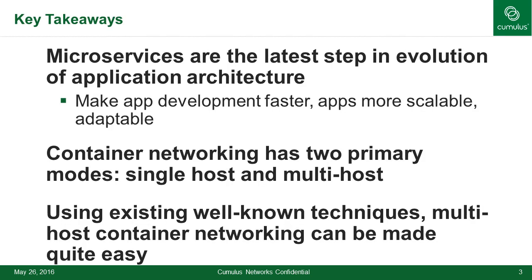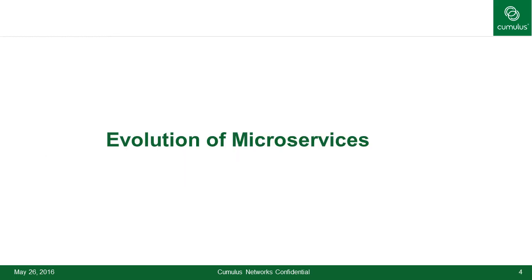If I have three key takeaways from here, I would say that the three takeaways are essentially: microservices are the latest step in the evolution of application architecture. What they serve is essentially to make application development faster, scalable, and adaptable. Container networking has two primary modes. And using well-known techniques, multi-host networking, container networking can actually be made much easier than has traditionally been seen. And we'll look at each of these three pieces. But I hope these would be your three key takeaways. So let's look at the evolution of microservices.